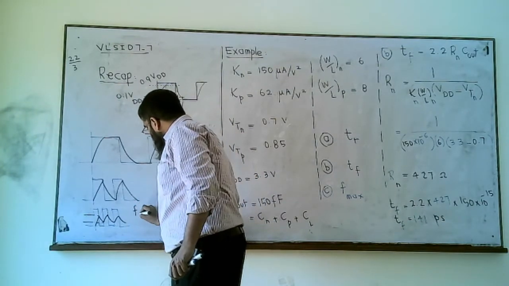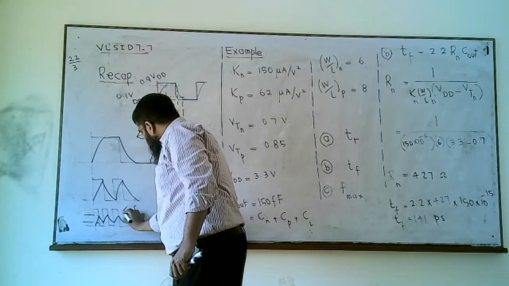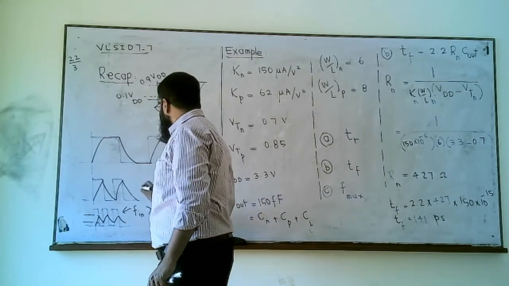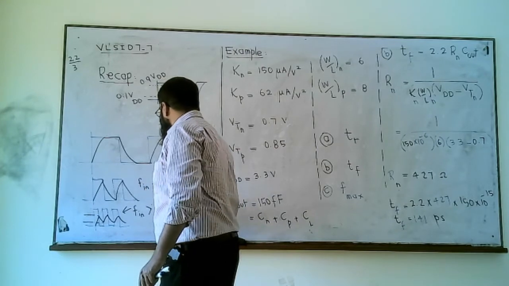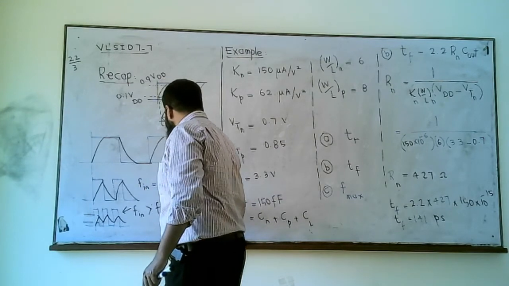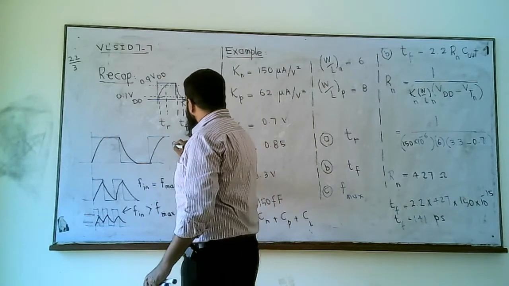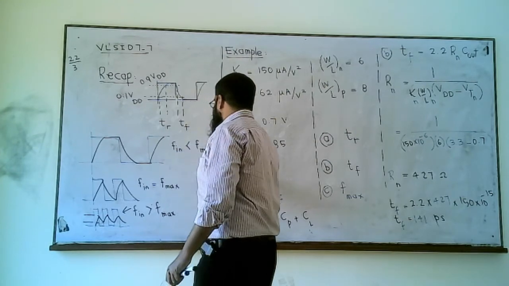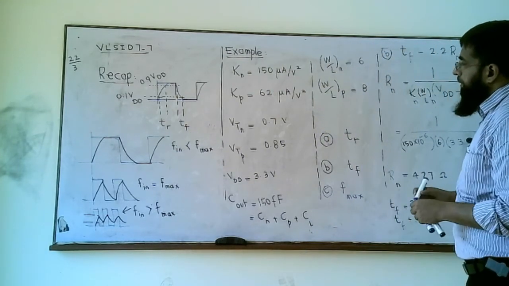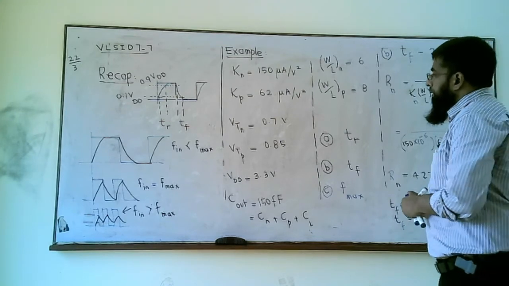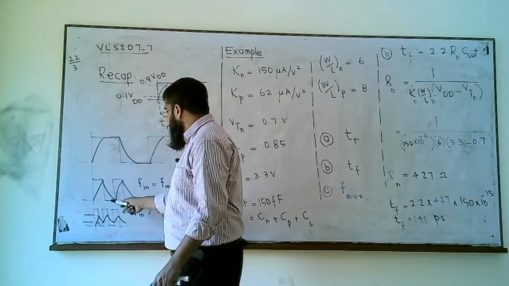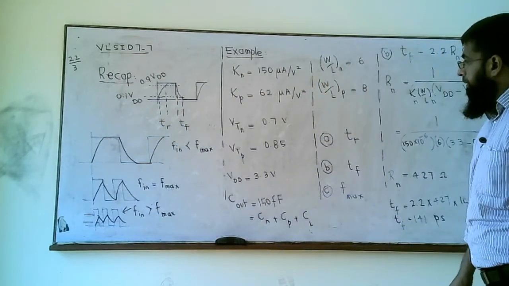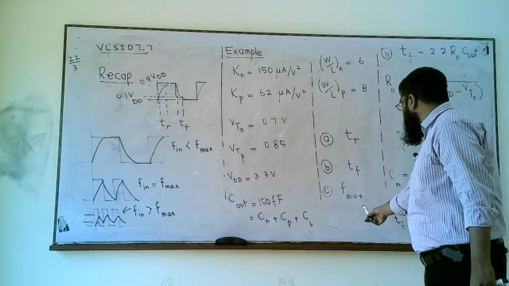This means that Fin for this, Fin is larger than F max. Here Fin is just equal to F max. Here Fin is smaller than F max. Right, so F max is the frequency for which the output just reaches its level before the input changes its logic level. Right, so we are going to find out the value of F max.